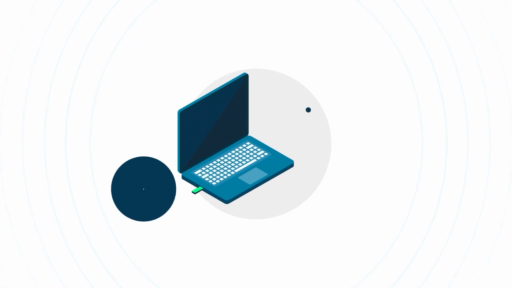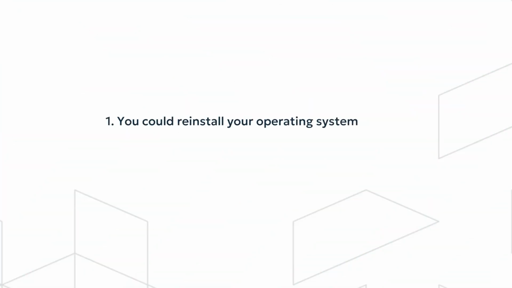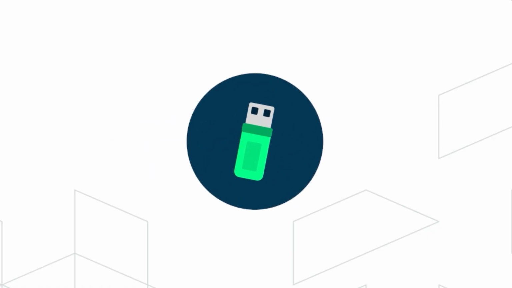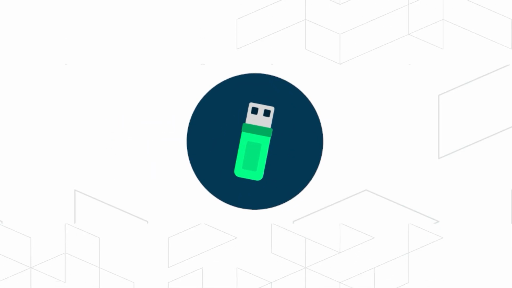What happens if you don't have a password reset disk? Without a Windows password reset disk, your recovery options in the event of a lockout are severely limited. You could reinstall your operating system, but this is sure to result in significant data loss. You could also use a third-party tool to recover access to your device, but this comes with huge security risks. Lastly, you could seek technical support, but this will likely cost you money, time, and other resources. Given the risks that come with these actions, the usefulness of a password reset disk can't be understated.